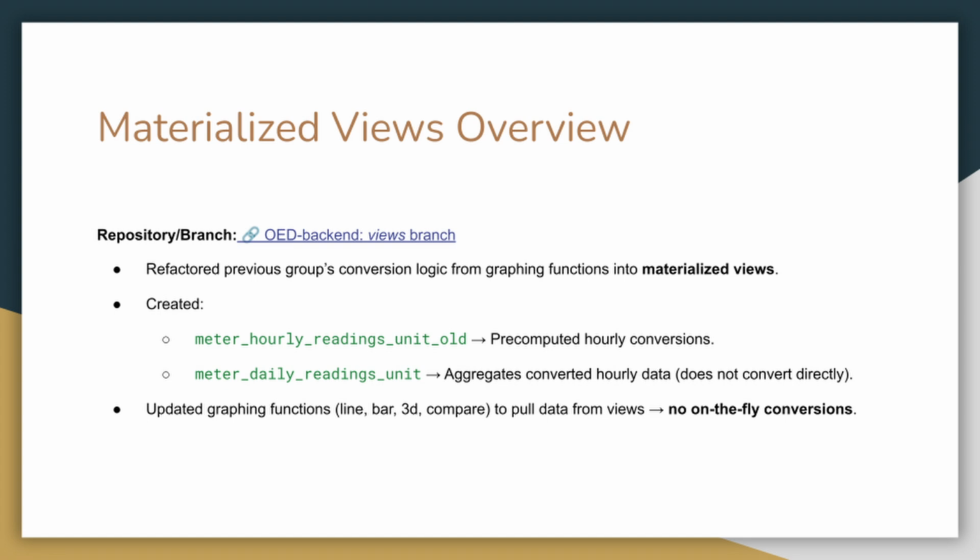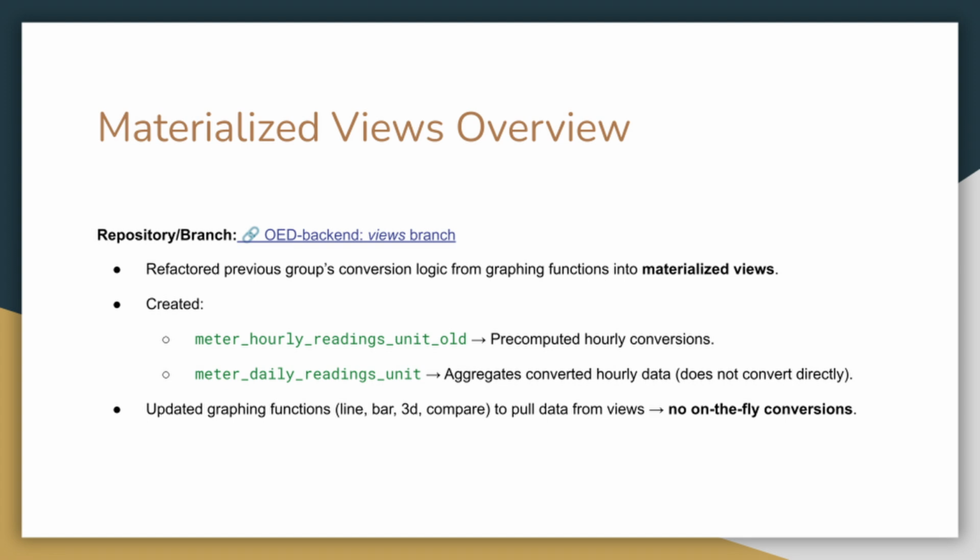Rather than embedding the conversion logic directly within the graphing function, we refactored it into a materialized view. This allowed hourly conversions to be pre-computed and stored for improved performance. Additionally, a daily materialized view was created to store daily aggregates of the converted hourly data. Notably, the daily view does not apply conversions directly. Instead, it aggregates the already converted hourly values.